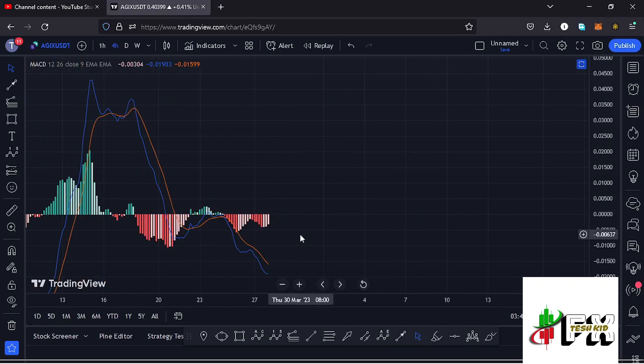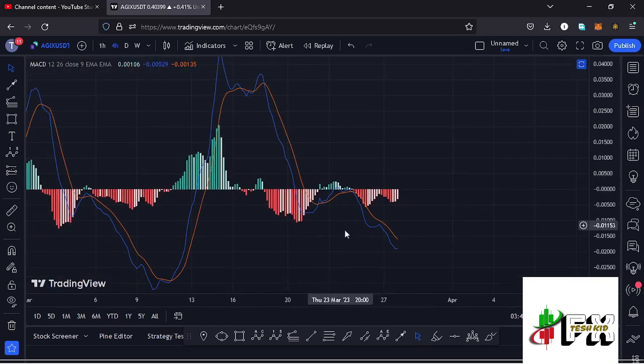Also taking a look at the MACD, you have been able to print a bearish cross, but you're seeing a bit of a decrease in the selling momentum, suggesting that soon we might be able to print a bullish cross to fully support higher prices. So let's be patient and see how that plays out, and I'll be keeping you updated.